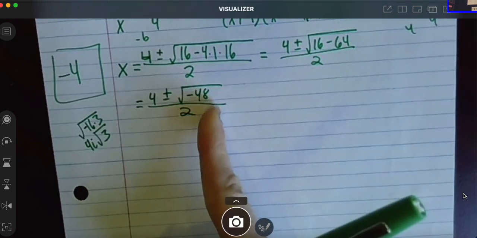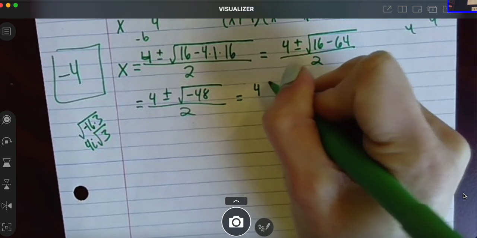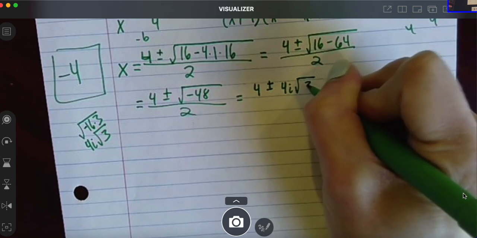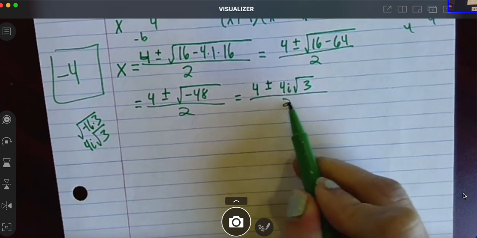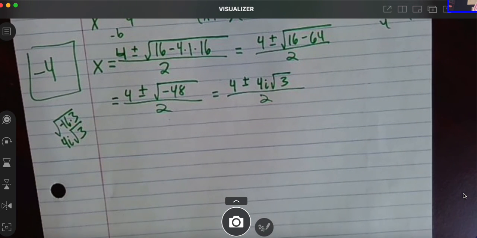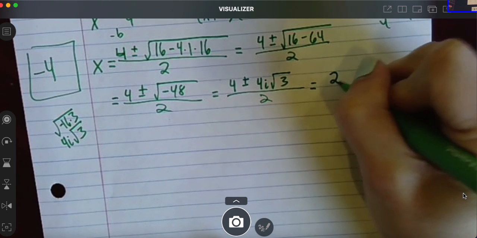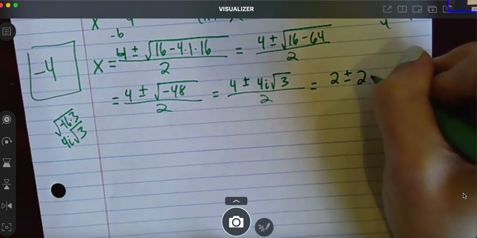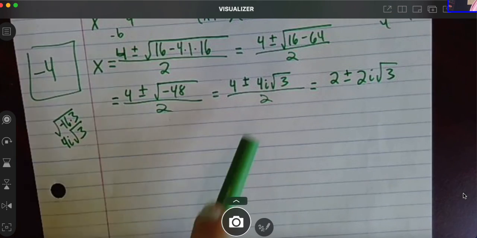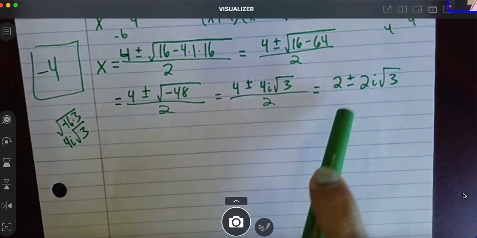So I'm just going to replace that. 4 plus or minus 4i square root of 3, over 2. Am I done? One last step. What do I have to do? I can divide everything by 2. It can all be reduced by 2. So I get 2 plus or minus 2i square root of 3. 4 divided by 2, 4 divided by 2.